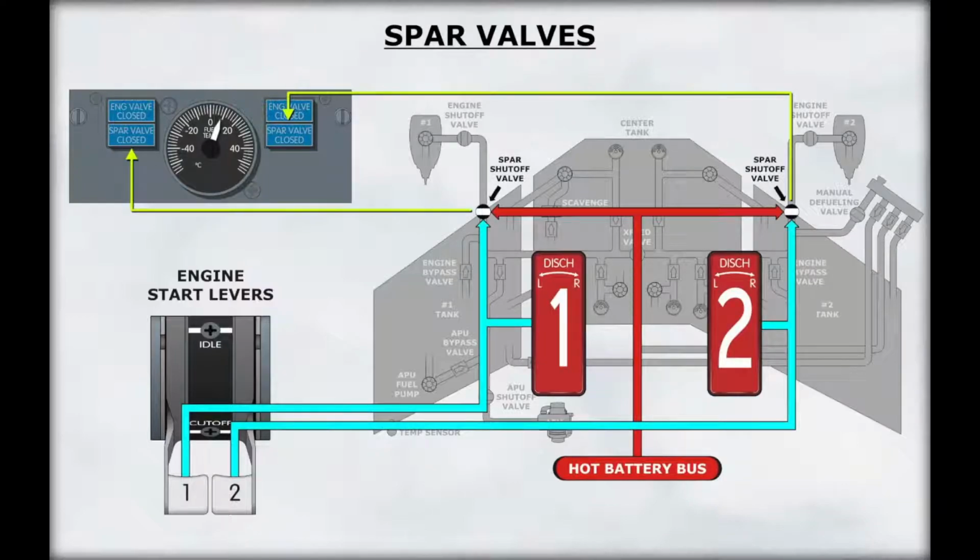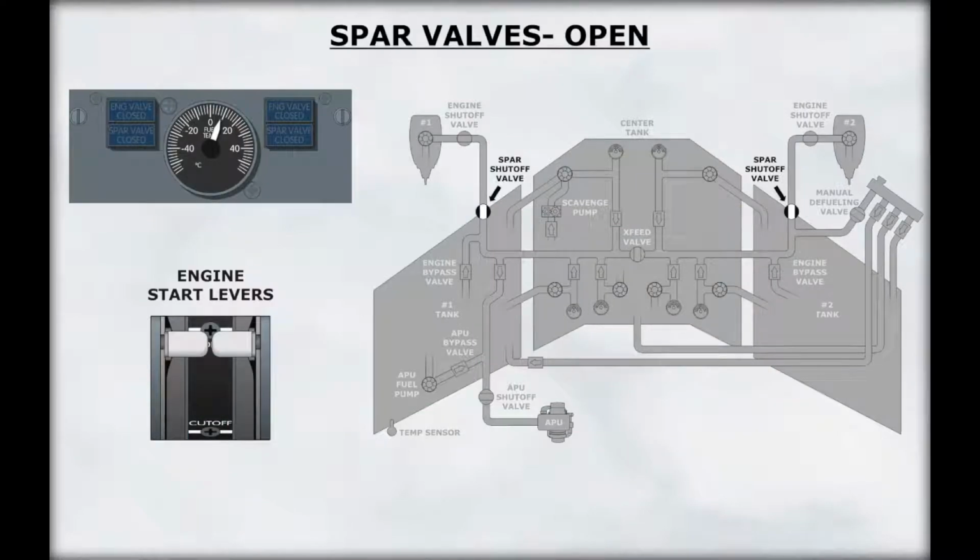The spar valve closed light indicates the status of the spar valve. The spar valve is controlled by the associated start lever or the associated fire handle. The spar valve is powered by the hot battery bus. The spar valve closed light is extinguished when the associated spar valve is open.